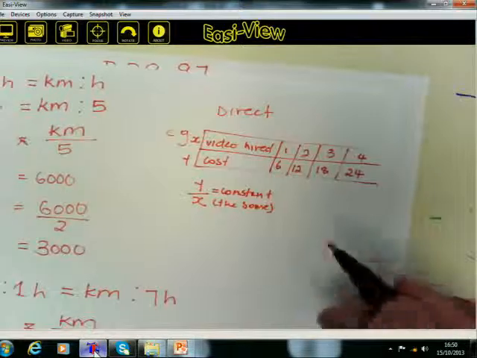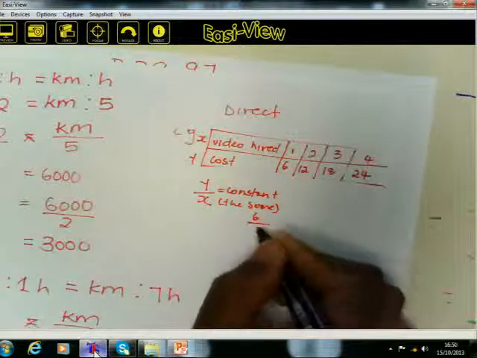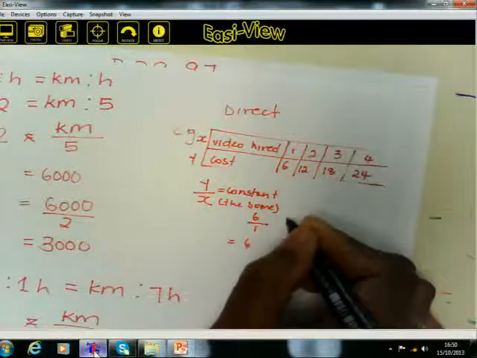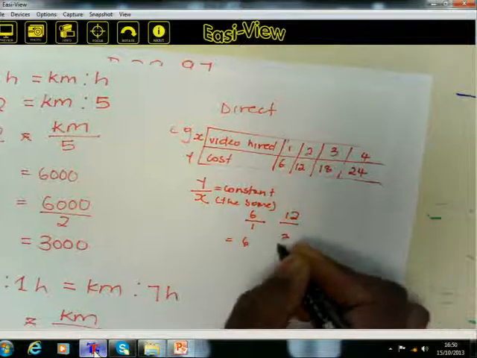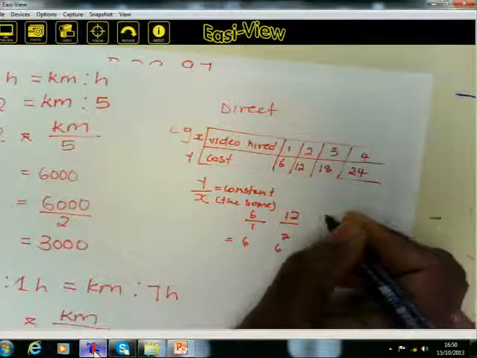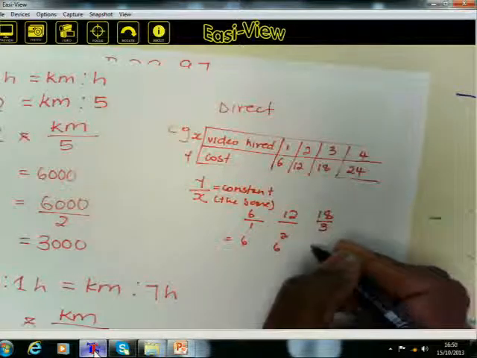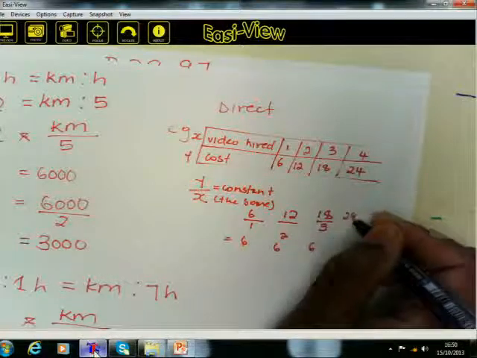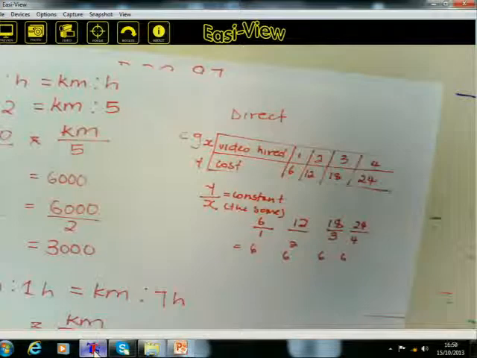So now let's see. The first one, we have 6. Let's divide it by 1. It's going to give us 6. The second one, we have 12. Let's divide it by 2. It's going to give us 6. The third one, we have 18. We divide it by 3. It's going to give us 6. The last one, we have 24. Divided by 4, it's going to give us 6.